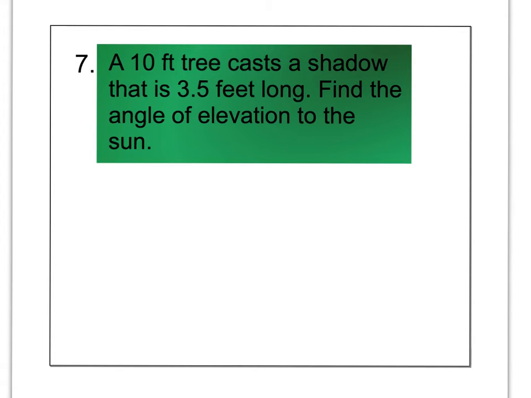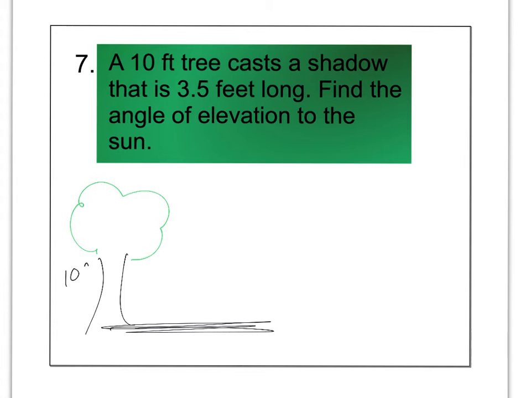Please pause the video and try number 7. So we have a tree, so you're going to draw a tree. The tree casts a shadow. The shadow will be on the ground. So the tree itself is 10 feet tall, and the shadow is 3.5 feet long. And it says find the angle of elevation to the sun.